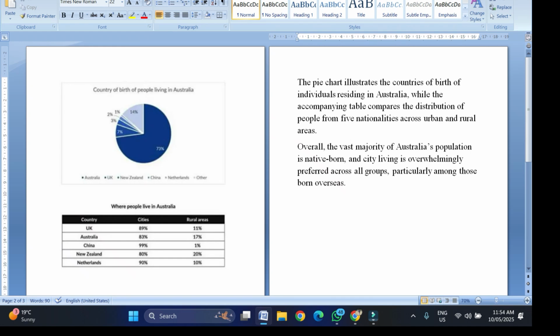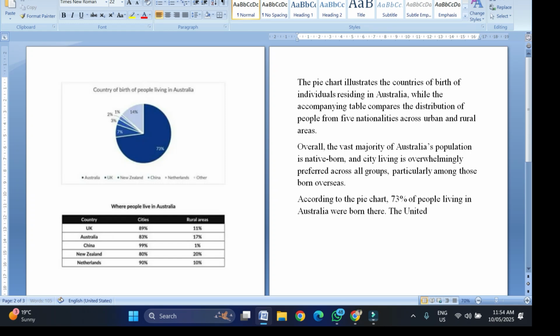And what is the next step? The next step is to write the body paragraph 1. Let's start from the pie graph first. According to the pie chart, what's happening? As I told you, highest, second highest, then the least. 73% of people living in Australia were born there, right?